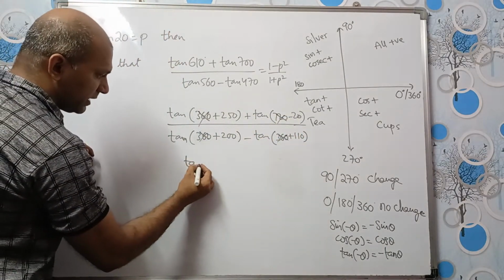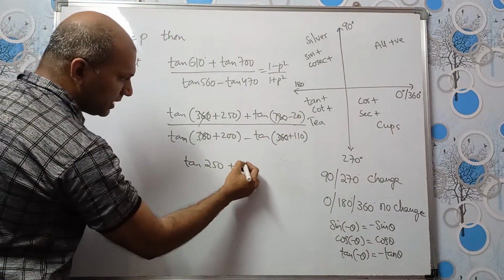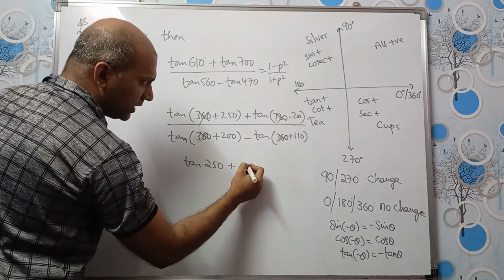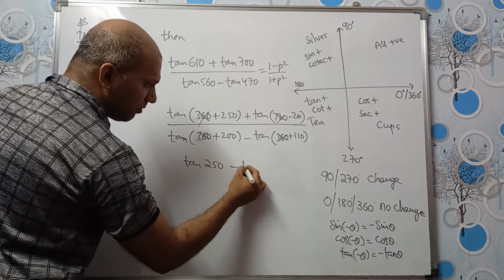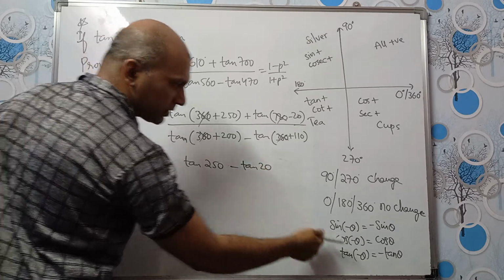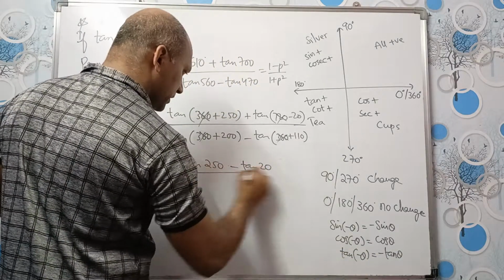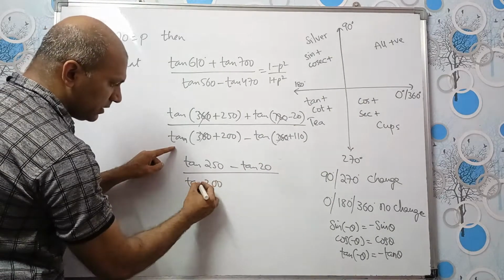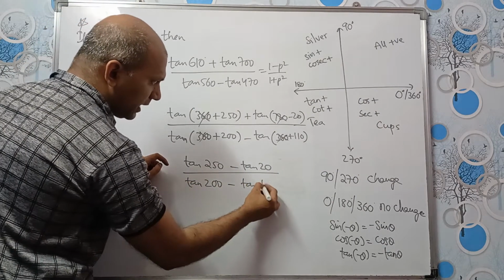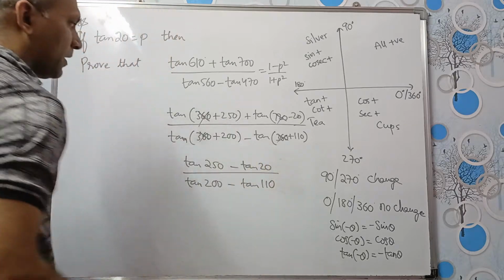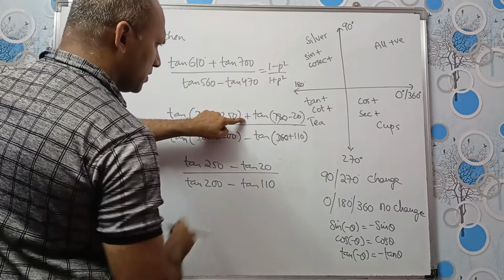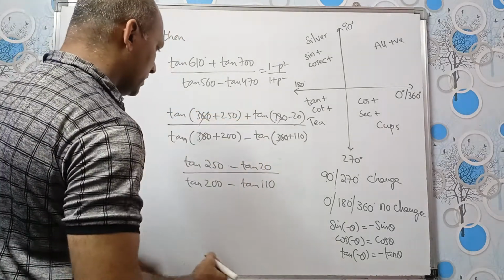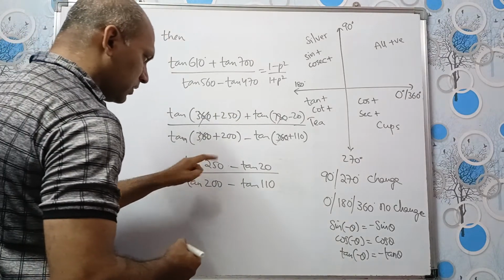And this will be tan 250 plus tan minus 20. Tan minus 20 is minus tan 20 because tan minus theta is minus tan theta, right? Divided by tan 200 minus tan 110. Sorry, it was plus, right? So yes, everything is correct. Now let us simplify what is tan 250.